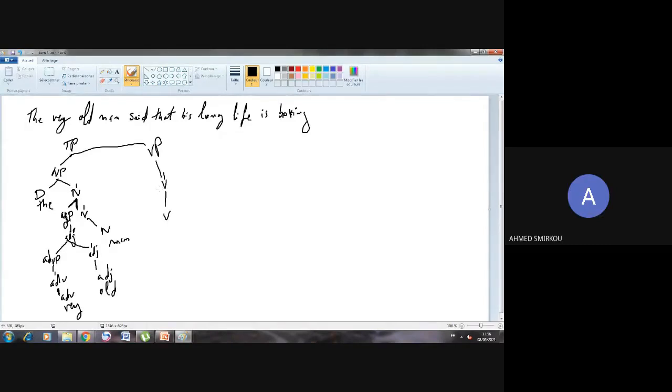Okay, so from the V bar, because the CP is a complement, so it must be sister to V zero, dominated by a V bar, not dominated by the VP. So if you put CP here, it means that it is a specifier. It is sister to one bar dominated by the phrase. This is the rule of the specifier, and it is not a specifier.